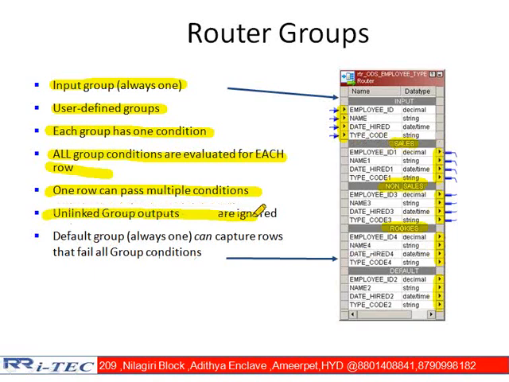Unlinked group outputs are ignored. Suppose, see here, this one I am not linking to anything else. What will happen, sir? It is ignored. Those records that passed, we are not capturing anywhere.